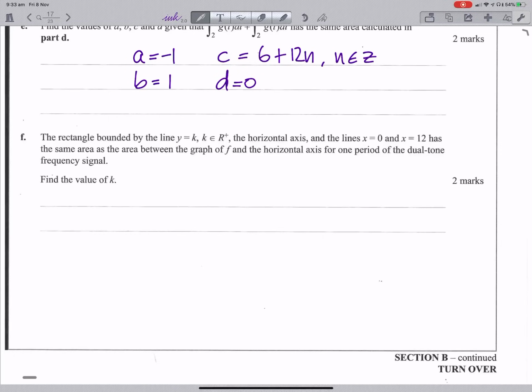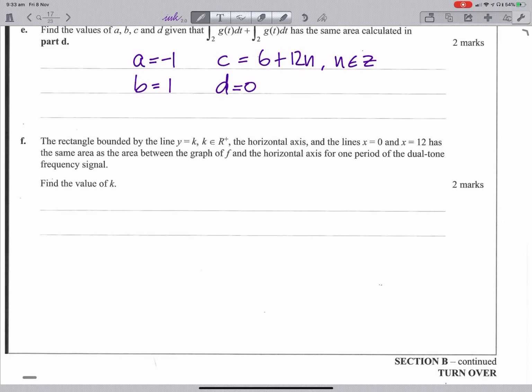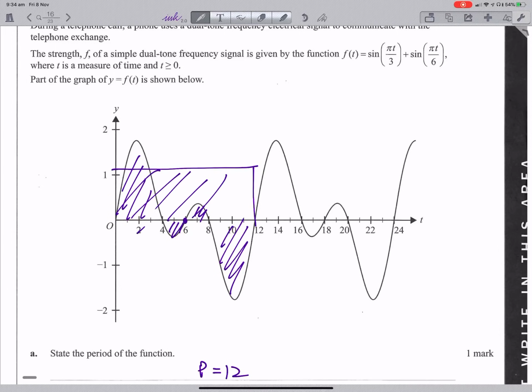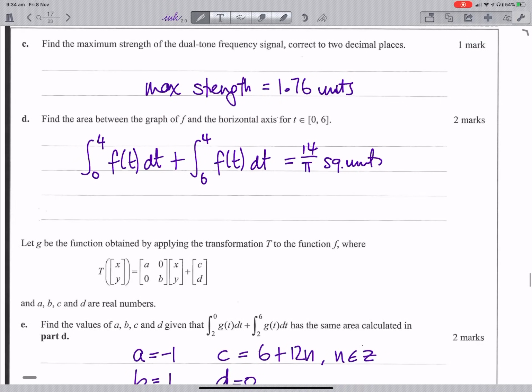The rectangle bounded by the line y equals k, the horizontal axis, and the lines x equals 0 and 12, has the same area between the graph and the horizontal axis for one period. Find the value of k. So they're saying this area here, there's some value here that will have the same area. So 12 times k is equal to whatever that area is, which we just found.